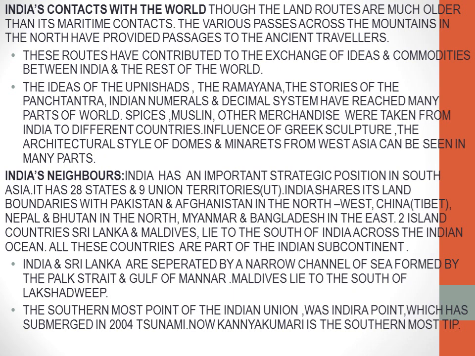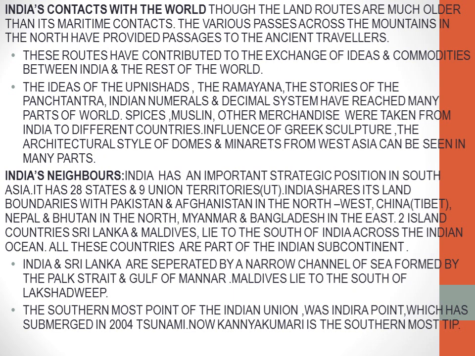Now, India's neighbors. India has an important strategic position in South Asia. We have 28 states and 9 union territories. Now you have to write down those states' names and the union territories. India shares its land boundary with Pakistan and Afghanistan in the north-west, China, that is Tibet, Nepal, Bhutan in the north, and Myanmar and Bangladesh in the east.